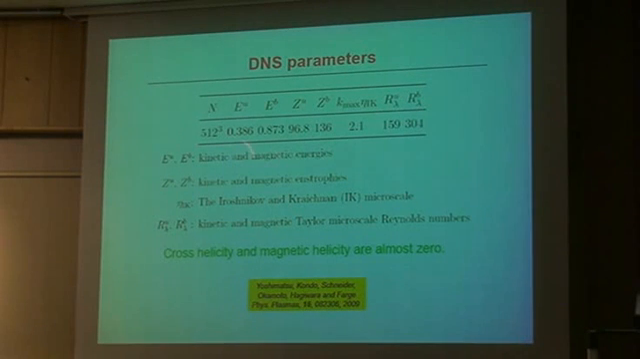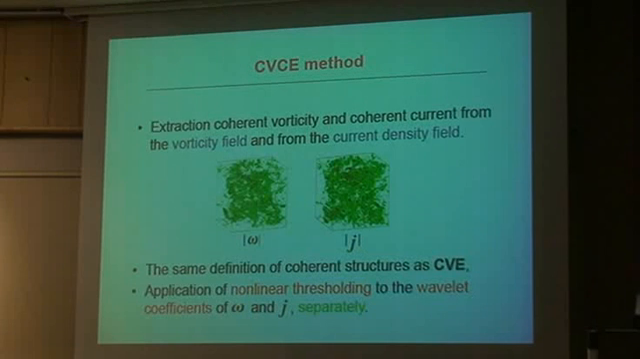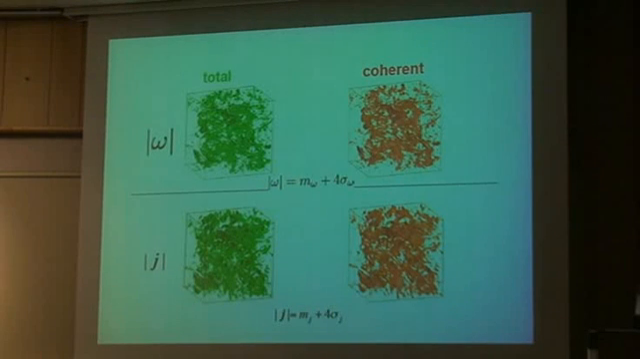These are the parameters of the simulation. It's 512 cubed, and here are the results. Out of the simulation we got the modulus of the vorticity, and here the modulus of the current. This is what we are going to split into coherent and incoherent contributions. And we are going to do it independently: the extraction for the vorticity and for the current density.